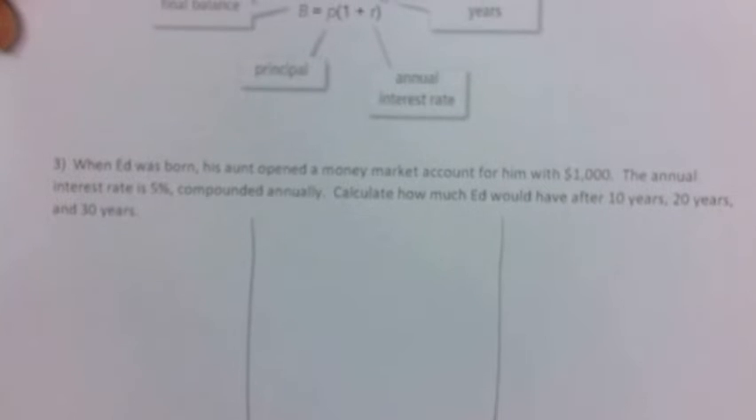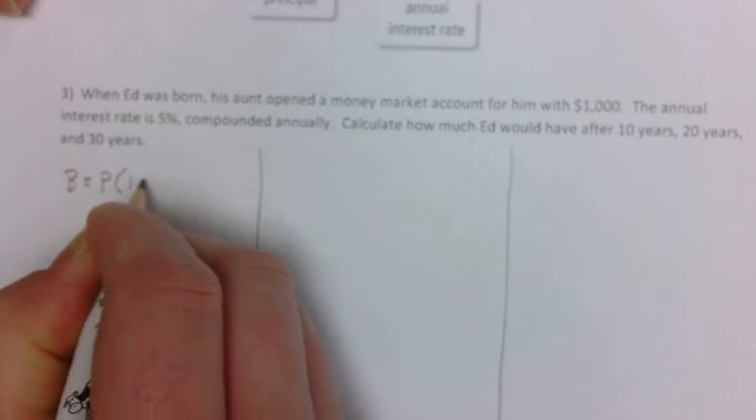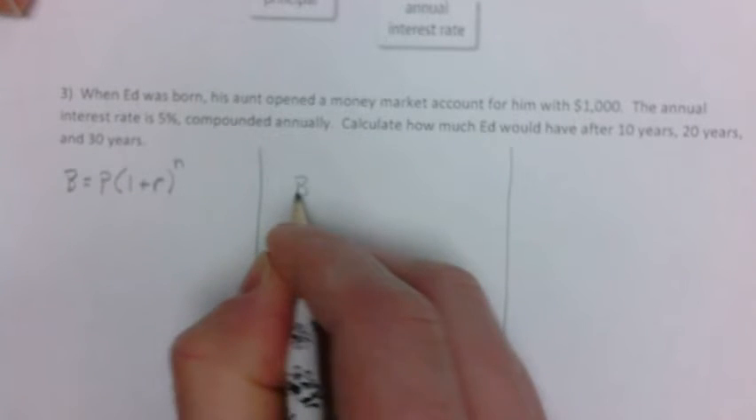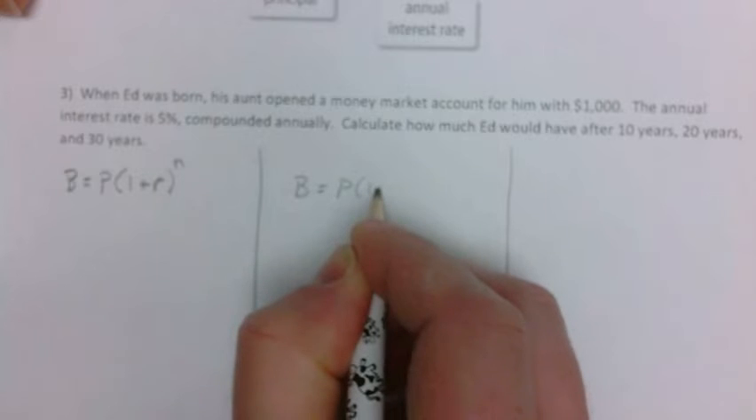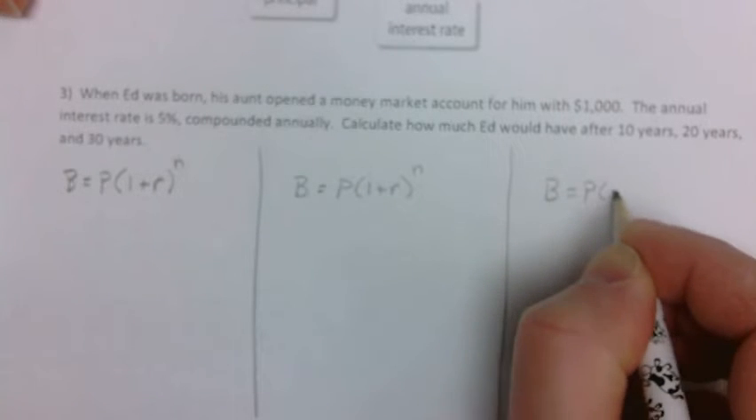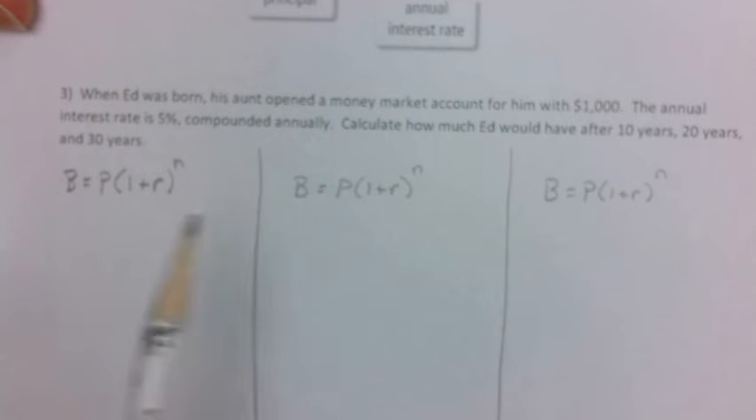And I'll start by writing the equation in each spot there. B, the balance, equals P, the principal, times 1 plus R, the rate, raised to the n power. And again, and one more time. B equals P times 1 plus R raised to the nth power. All right, so in each of these examples, we want to know how much money Ed would have. So what's the balance after each one of these examples?